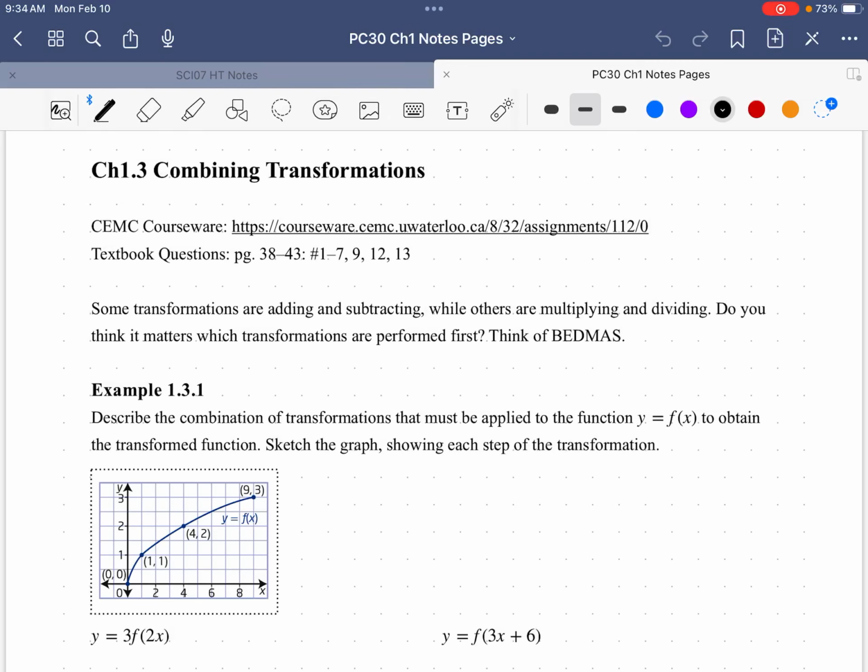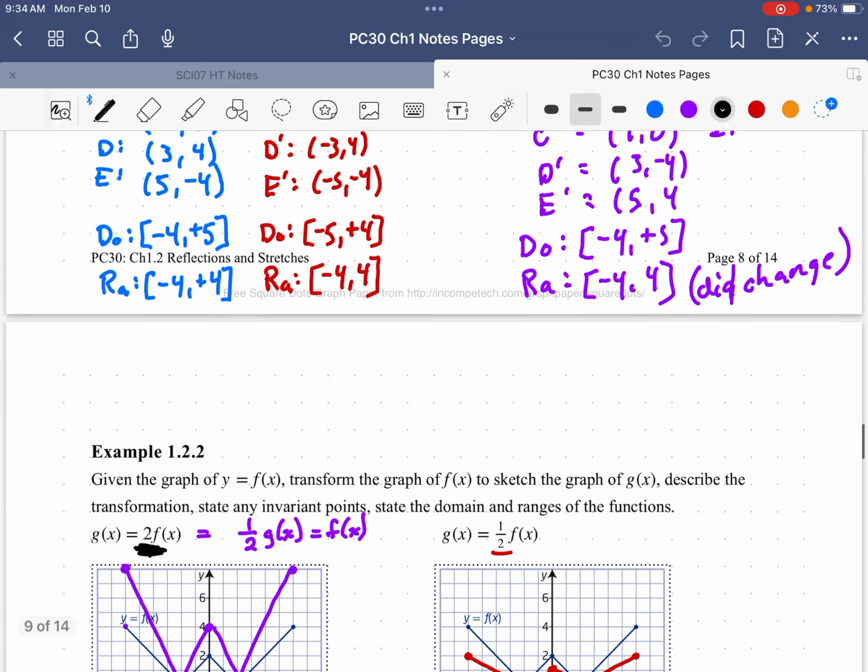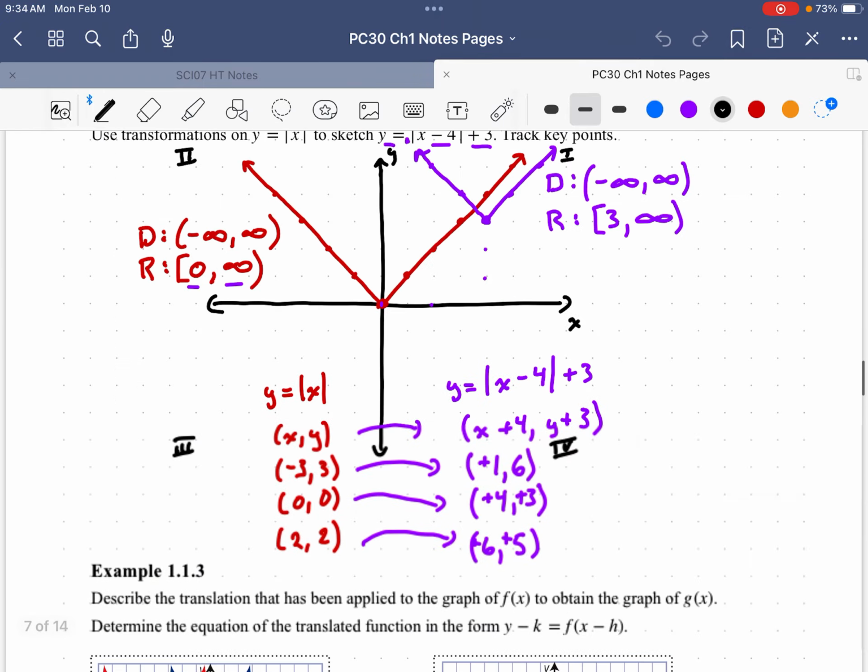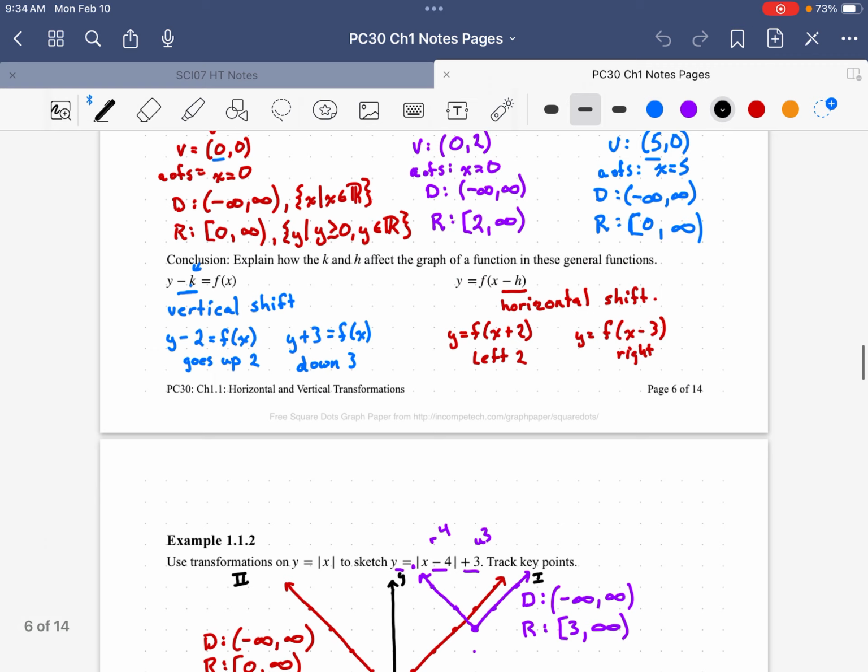All right, Pre-Cal 30, let's check out Chapter 1.3, Combining Transformations. So, we've learned about transformations before. We've studied the shifts, where we're adding and subtracting.